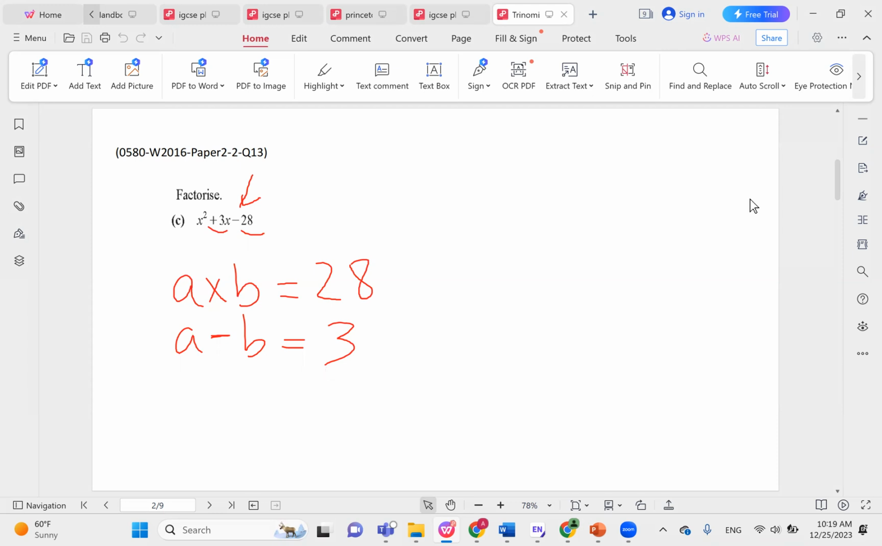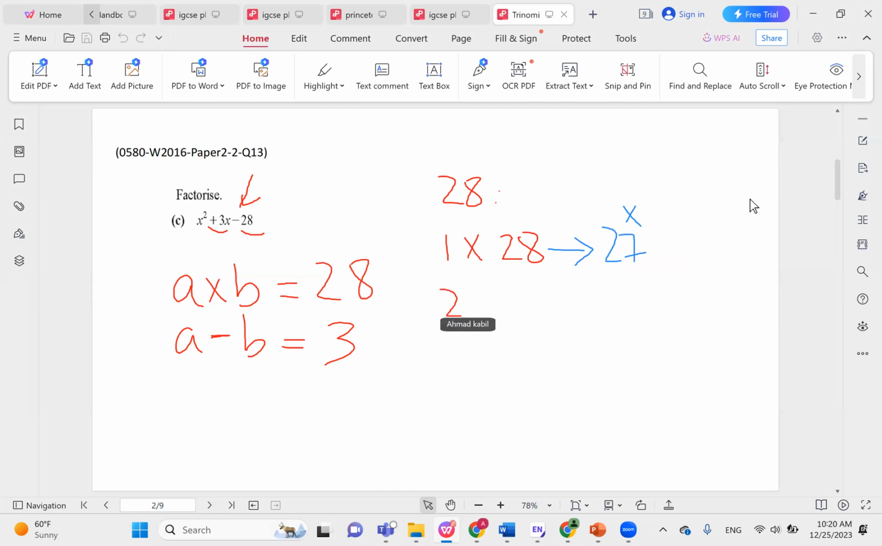So how do we figure out what the two numbers are? Either you do it mentally, of course, or there is a systematic way, which is to start listing the factors of 28. You start with 1. So 1 multiplied by 28 gives you 28. Then you check whether the difference is in fact 3. So 28 minus 1 gives you 27. So this is incorrect, and you move on to the following pair.